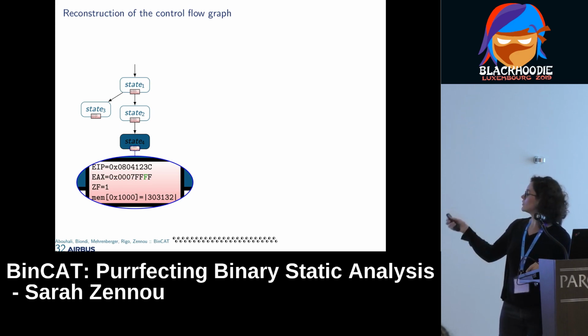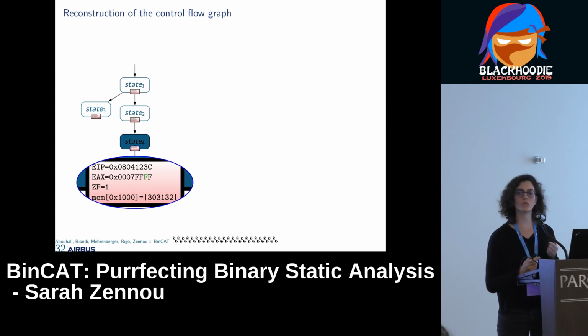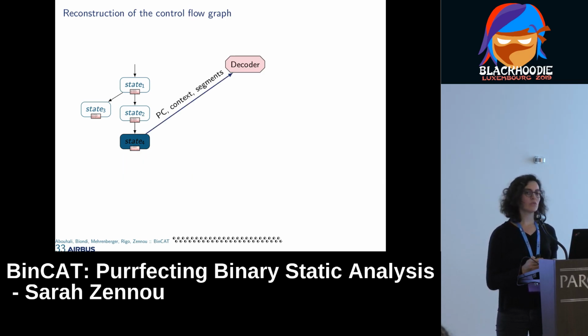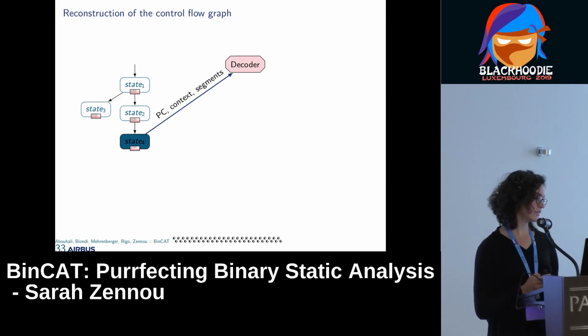The initial state has been computed from the information we get from the configuration file. So suppose that the current state to explore is state 4. We extract some information inside this state that is useful for the decoder, mainly the instruction pointer and something about the segment for x86.